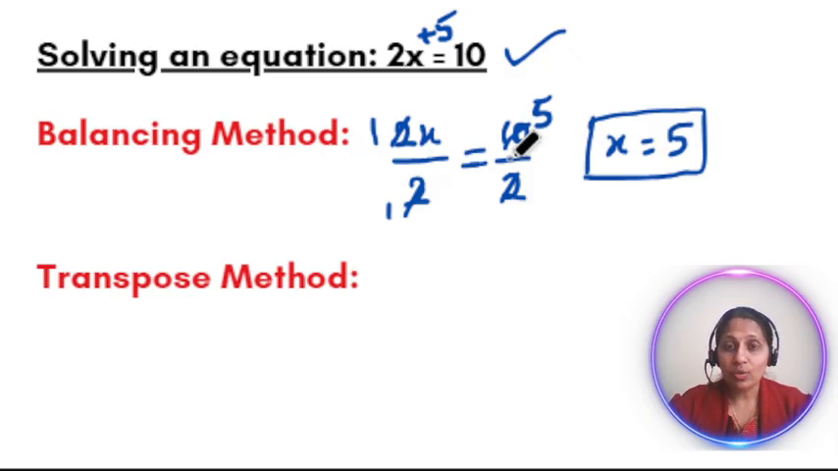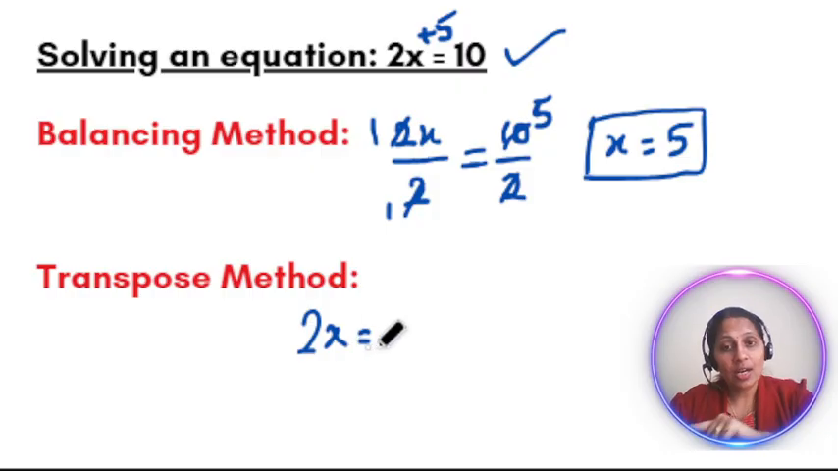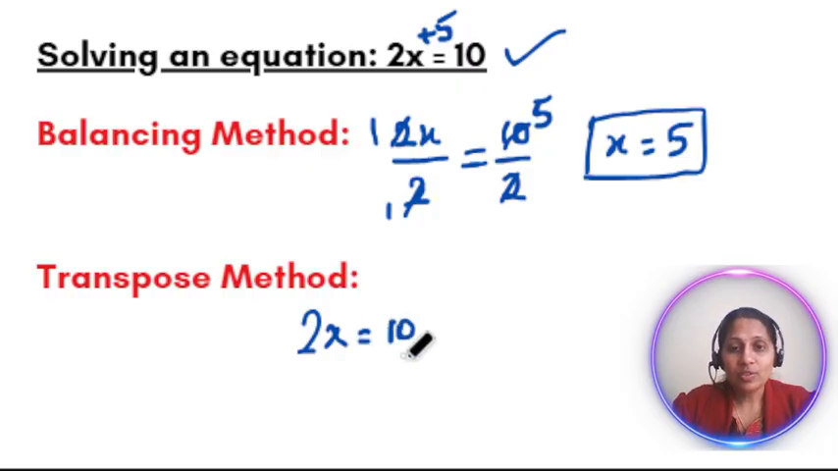Either you can solve the linear equation by the balancing method or by the transposing method. What is the transposing method? Transpose: I'm taking it to the other side. So 2x equals 10. Directly, I'm going to transpose this 2, because this is what I have to remove from x in order to find the value of x alone. So what will I do? I will directly take it to the other side, the right hand side.